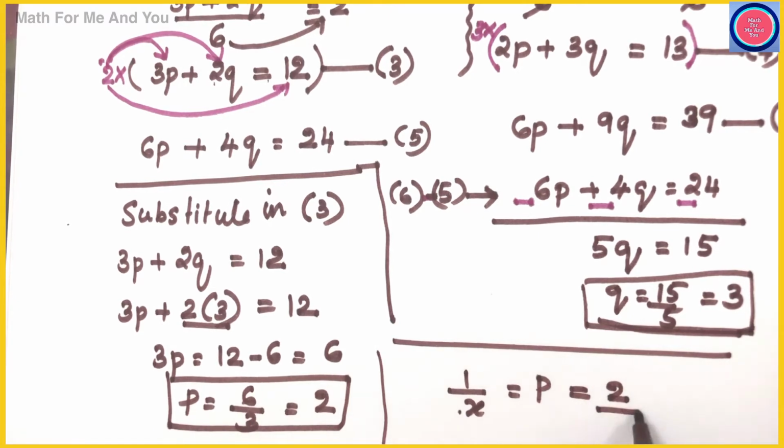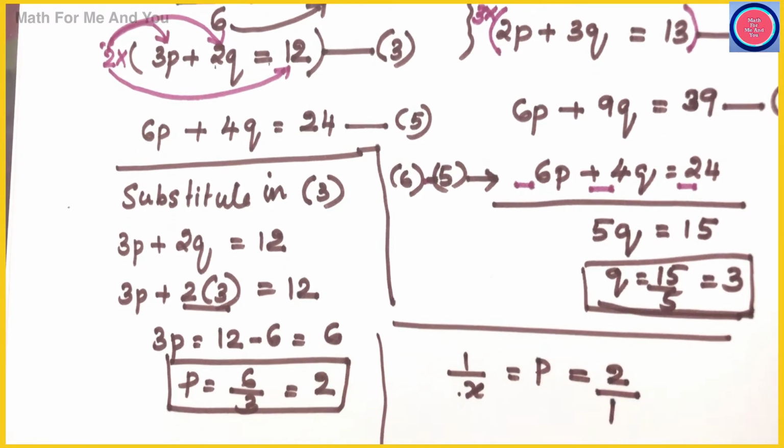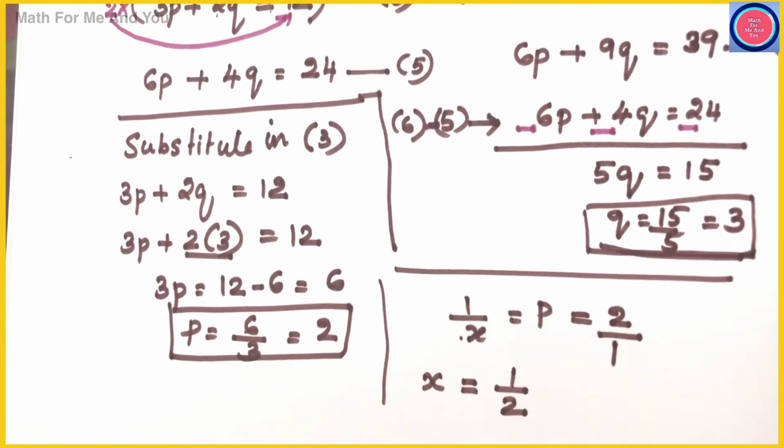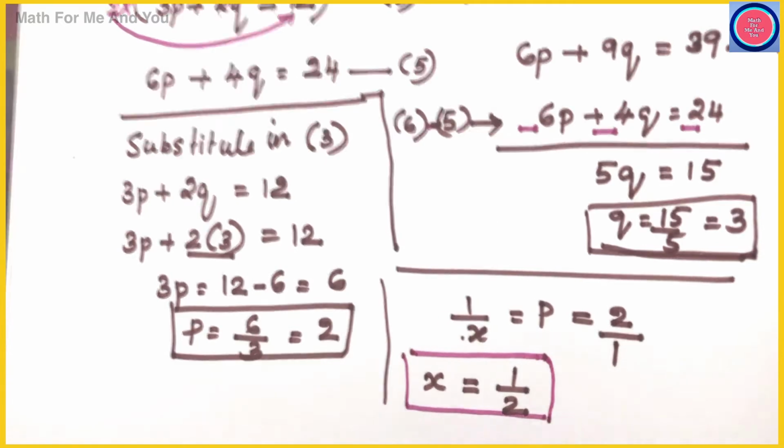1 over x is a fraction. So 2 also we can write with the denominator 1. Now take the reciprocal. Numerator and denominator change their positions. Then x becomes the numerator. We get x over 1. Over 1 no need to write. The right side, when we change, we get 1 over 2. So we get the value of x. What is x? x is equal to 1 over 2.